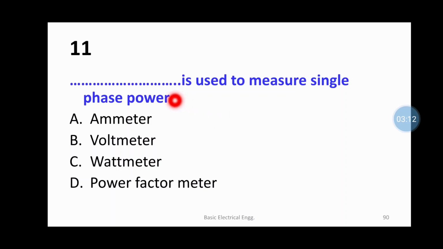Question number 11. Dash is used to measure single phase power. Which among the meters? Please select option C, wattmeter. You know wattmeter will have a current coil and pressure coil, and the terminals of wattmeter are M, L, C and V. M stands for mains, L stands for load, C stands for common and V stands for voltage.